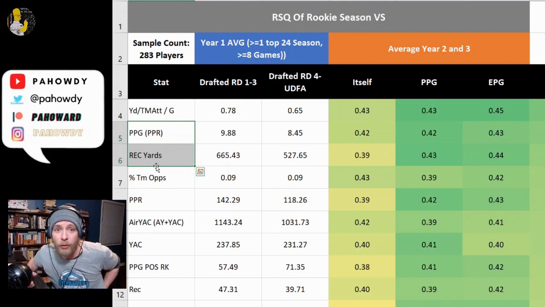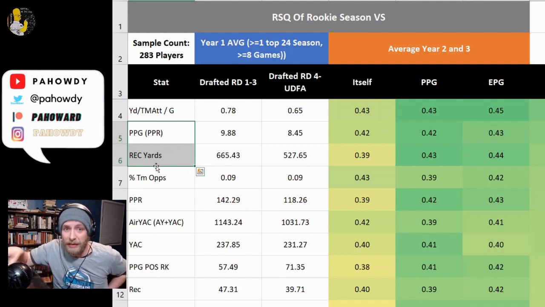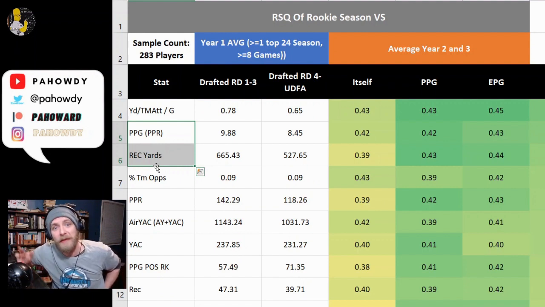You're probably already pretty aware of if Chase Claypool had a good or a bad points per game, or how many receiving yards he had. And that immediately plots him in your head in terms of if he had a good or a bad rookie season, and whether that's likely to translate into year 2 and 3, based on this testing, at least. And so those are the two I'm going to run with.